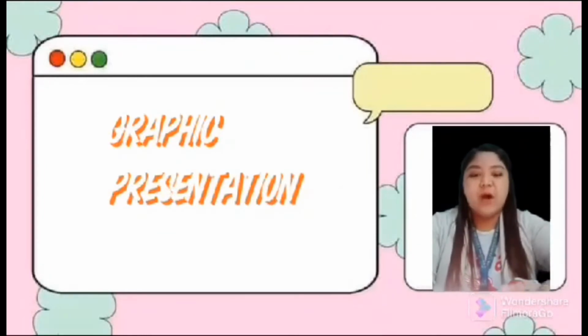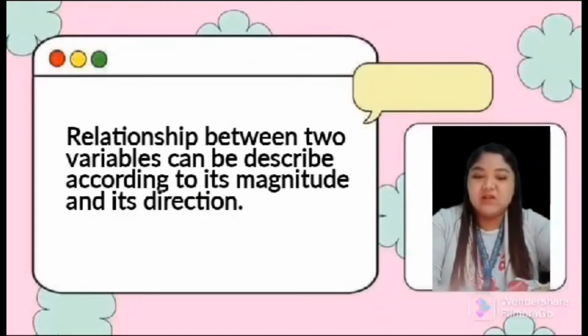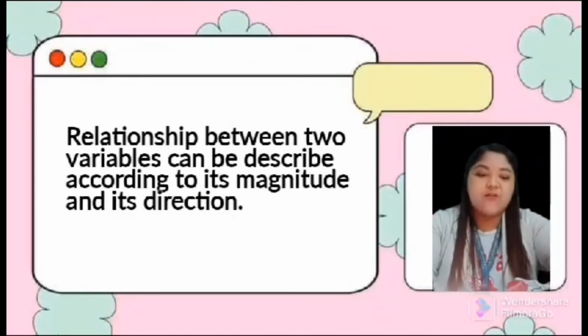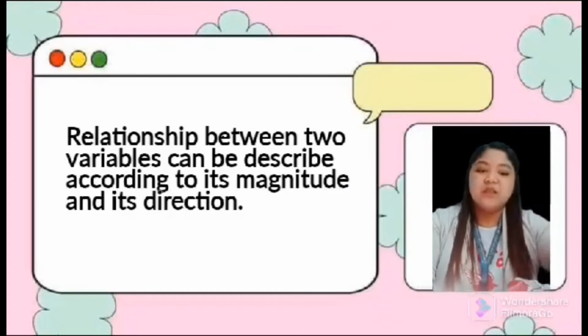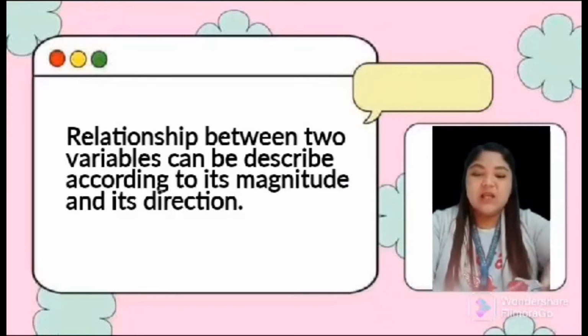So when we talk about graphic presentation, by using graphic display techniques, the relationship between two variables can be described according to its magnitude, whether it is strong or weak, and its direction, whether positive or negative. This technique, though, makes it difficult to get a firm grasp on graphically displayed relationships because of the impression of visually derived estimates.